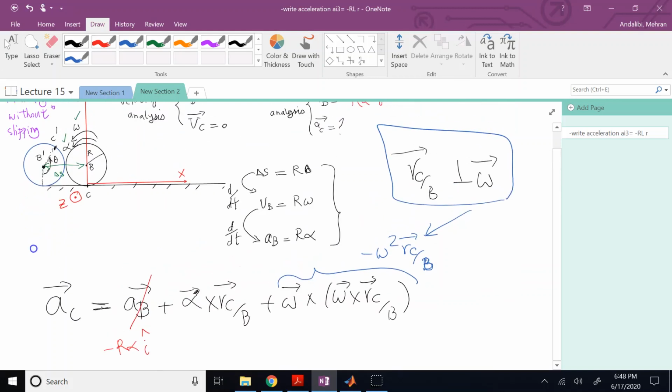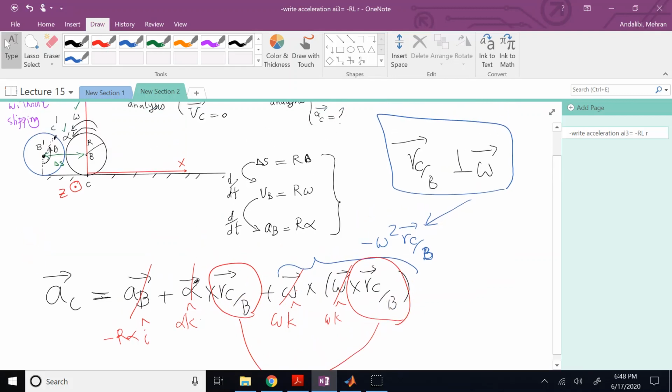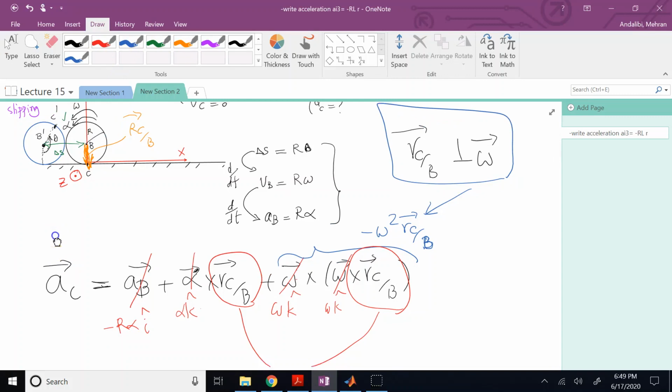Alpha itself is in the k direction, the same as omega, so this is going to be alpha k. Omega was omega k. And this r of c with respect to b, what is it? It connects b to c. It's this vector. We have seen this vector in the past. So you have to connect b to c. It's this downward vector, right? This vector is r of c with respect to b, which clearly is negative r times j.